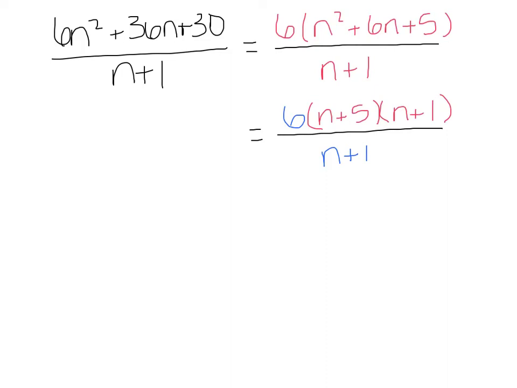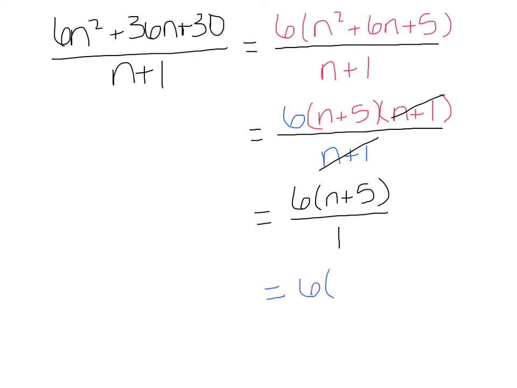Now let's cancel out common factors. I see that I have an n plus 1 in the numerator, n plus 1 in the denominator. I can cancel them. That's it. So now let's look at what we have left over. We have 6 times n plus 5. We have nothing in the denominator, so I'm just going to write over 1. We can leave our fraction like that, but usually mathematicians know that anything over 1 is just the numerator. You can write it like that. So our final answer is 6 times n plus 5.